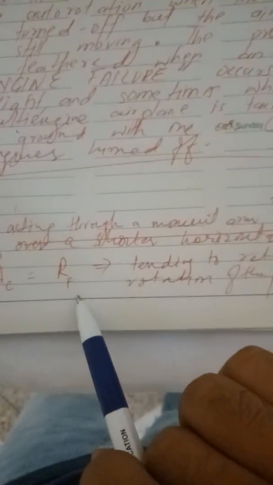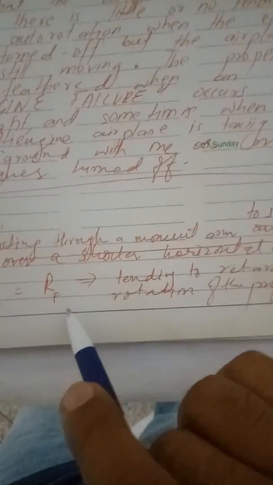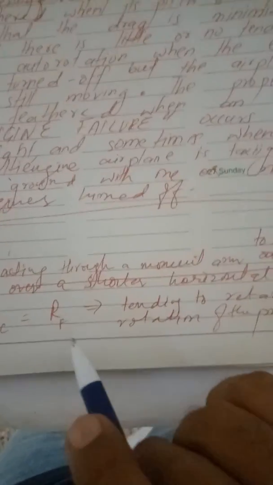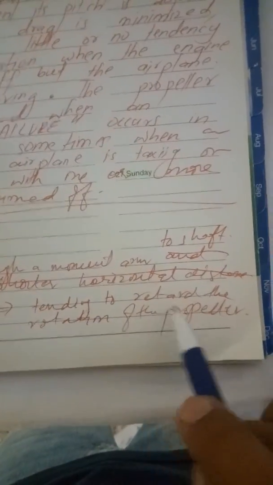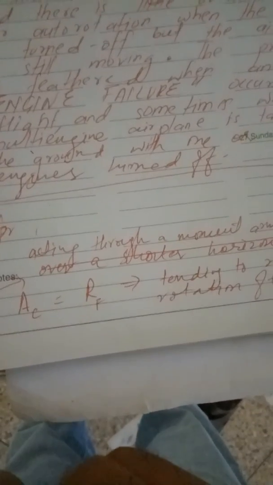The torque has been provided by the aerodynamic force acting through a moment arm to the shaft. So what is the aerodynamic component? It is the component of aerodynamic force exerted on the propeller in the plane of rotation, tending to retard the rotation of the propeller. This is the aerodynamic force, the aerodynamic component of the force exerted on the propeller in the plane of rotation.